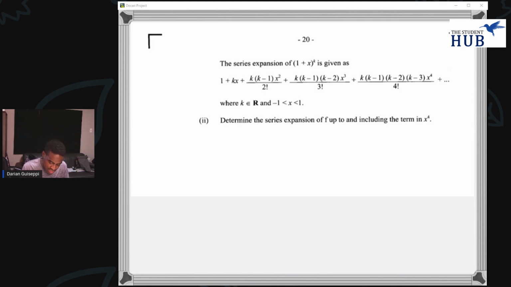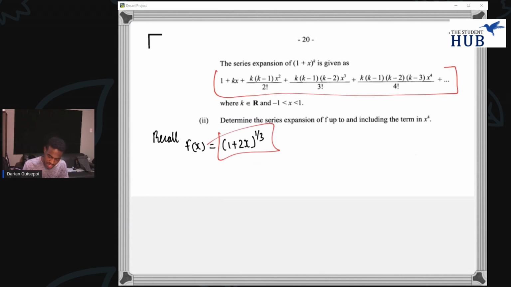They say, determine the series expansion of f up to and including the term in x4, right? So we know what f is if we backtrack into the previous question part I, right? So we need to recall what that was, right? So that's what we need to do. Recall what f was, right? Recall it was this, remember? And we're using the other form, not the big complex looking form that I had to factorize. Use the other form, right? And basically expand that using this formula. That's what you need to do. Expand it using that formula.